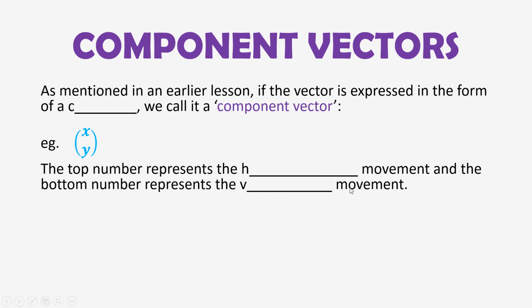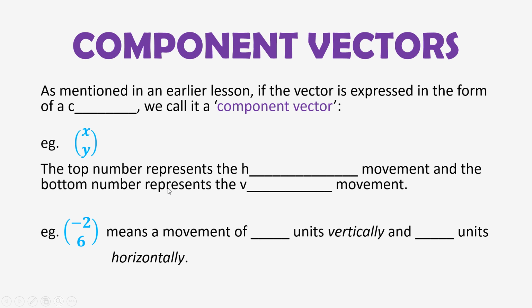Here's another example of a component vector. It's expressed in the form of a column. So -2 and 6, so it means a movement of how many units vertically and how many units horizontally? So I've tricked you and just swapped it around. So remember, x first, then y. So the vertical movement is the y movement. So it's 6 units vertically.